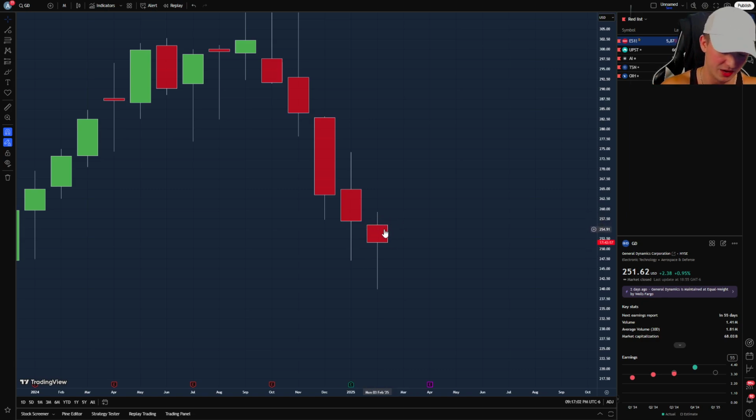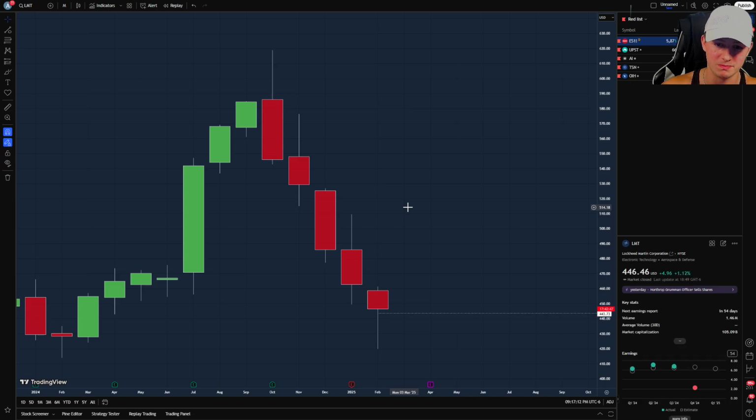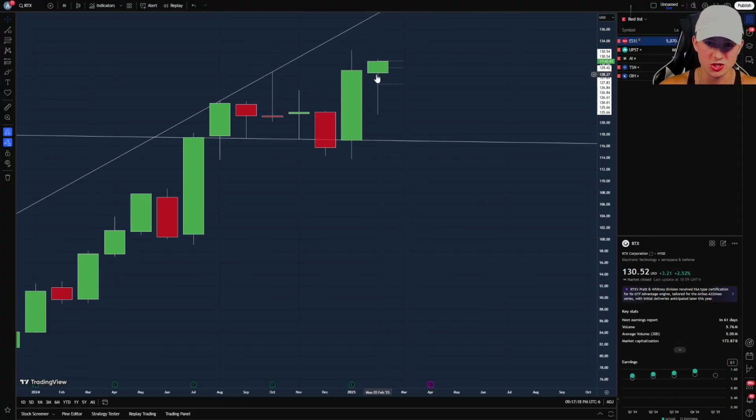So this is still red. If we go to NOC, it's still red on the month. It's setting up for next month. Maybe it goes green and starts going the other way, but we need this color in our favor. And then if we go to Lockheed Martin, it's still red on the month. So why did RTX outperform all of these this week? Because it was closer to changing the month to green, which is why we alerted only that one.